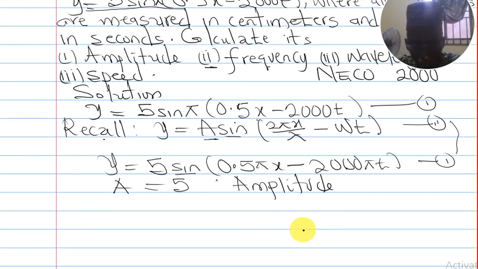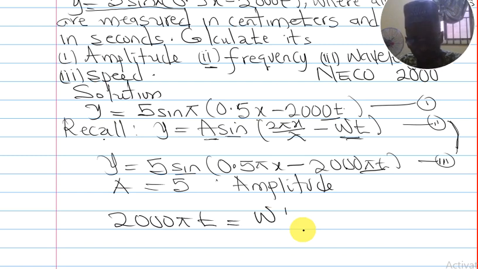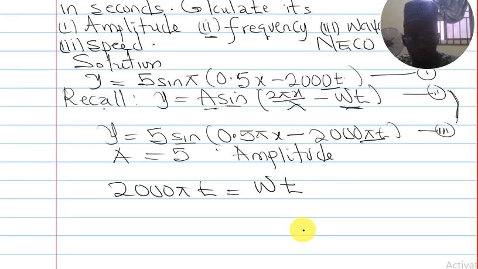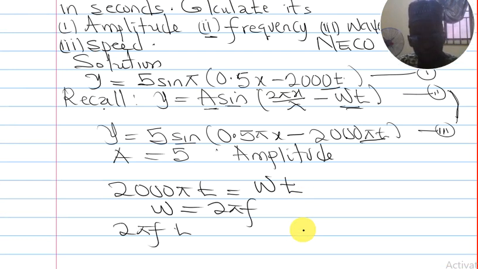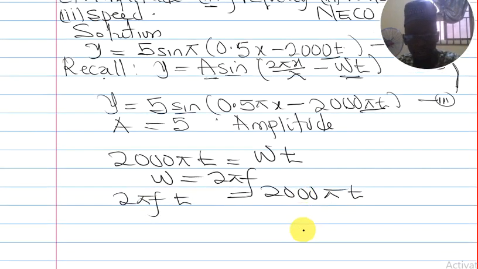Now if you look at this one, we have t here, and we also have t here. That means we are going to equate this one and this one together. Let me call this one equation 3 to make it clear. So let me now equate equation 2 and 3 together. It means I can say 2000 pi t equals omega t. Recall that omega is 2 pi f. Now I equate: 2 pi f t is equal to 2000 pi t, right?